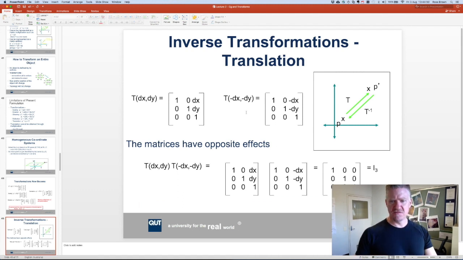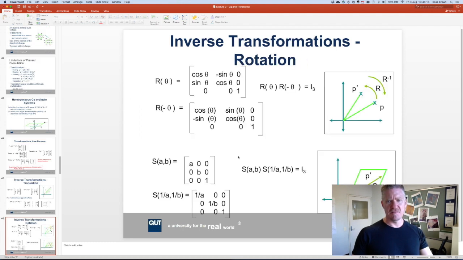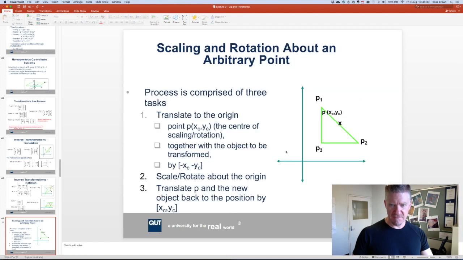So, some inverse transformations. We have the inverse translate, back to the original point by minus dx, minus dy. I think that's fine. And if you multiply the two together, you end up with identity. Straightforward stuff. The same here with R theta and R minus theta, or scale A, B, or scale by 1 over A, 1 over B. Then you multiply the two together, you get identity.